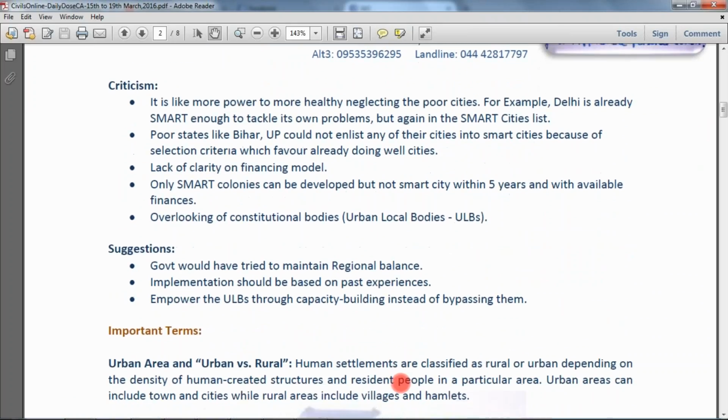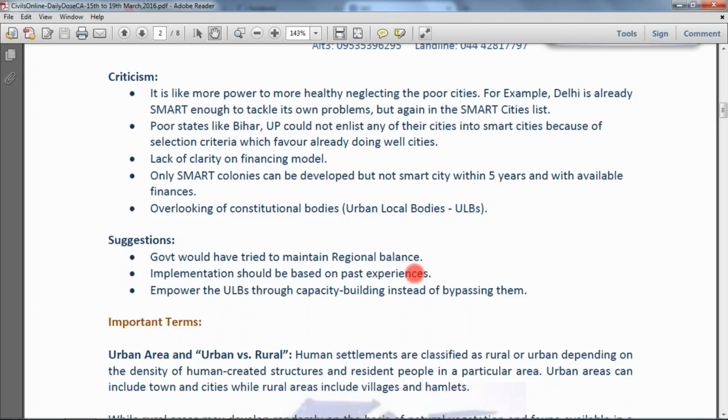What are the suggestions? The government should try to maintain regional balance, because there is criticism that there is no regional balance in the selection criteria. Implementation should be based on past experiences instead of creating a completely new methodology. The government should learn from the past experiences of various schemes in this urban development arena. Empower the urban local bodies through capacity building instead of bypassing them. So we have to empower the local bodies. That's what we have been trying for. Decentralization is very important in India. So instead of bypassing them, one has to empower them. So this is about the Smart Cities Mission.